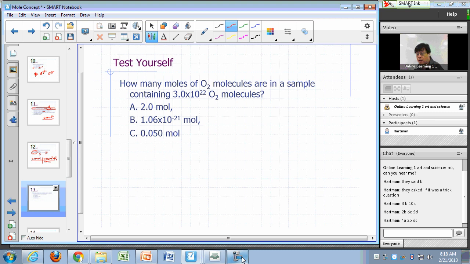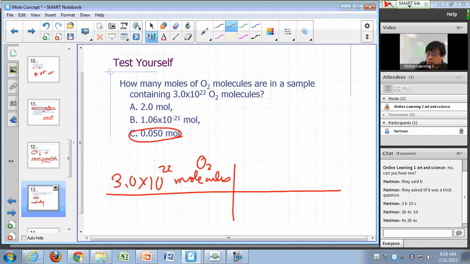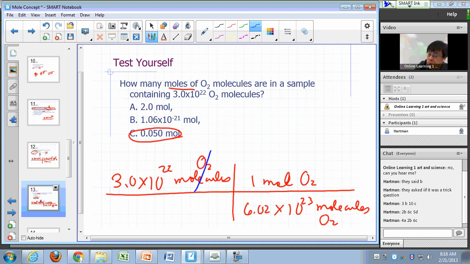Okay, popular answer is C. That's good. So you have 3.0 times 10 to the 22 molecules of O2 times 1 mole. You're looking for moles of O2. So 1 mole of O2 molecules has 6.02 times 10 to the 23rd molecules of O2. So molecules of O2 cancel out, you get moles of O2 molecules. So that's going to be 0.05.